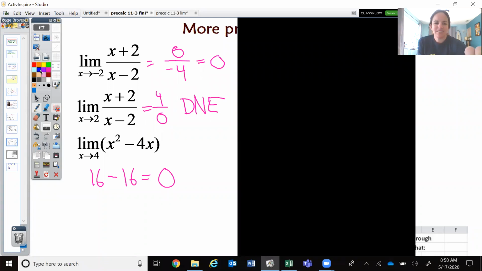First one, 0 over -4, which is just 0. Third one, 16 minus 16, which is just 0, which is fine. The answer is 0. Second one, 4 divided by 0 means that that limit does not exist. Now, more specifically, we could see if there is a limit of infinity or of negative infinity.